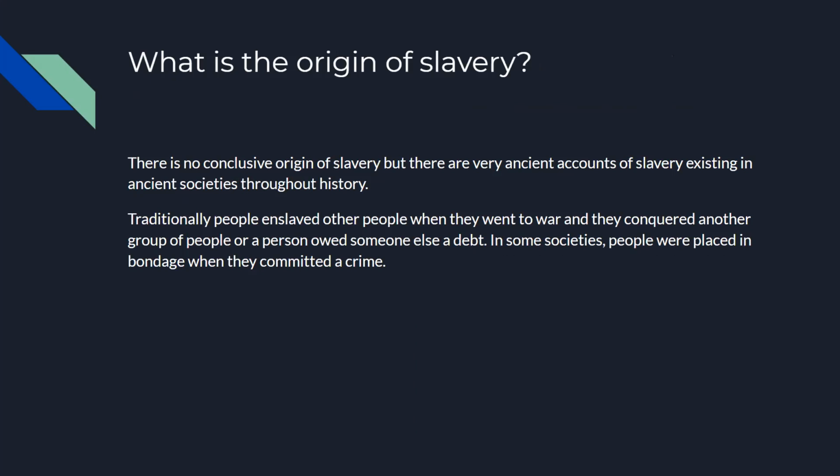Traditionally, people enslave other people when they went to war and they conquered another group of people, or a person was enslaved whenever they owed someone else for a debt. In some cases, people were placed in bondage when they committed a crime. So the three main reasons why a person historically would go into slavery: their group lost a war to another group, they owed money, or they committed a crime.